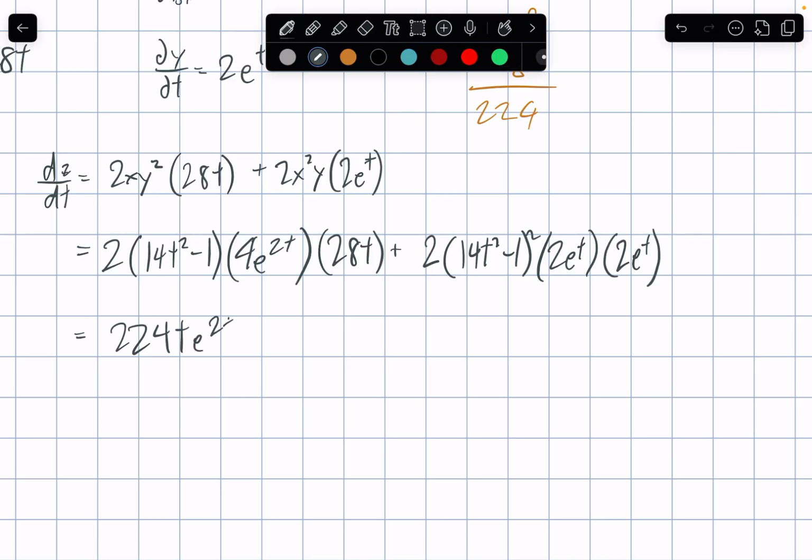224t e raised to 2t, okay. And then times quantity 14t squared minus 1 plus, let's make it 8e raised to 2t times quantity 14t squared. This is supposed to be squared.